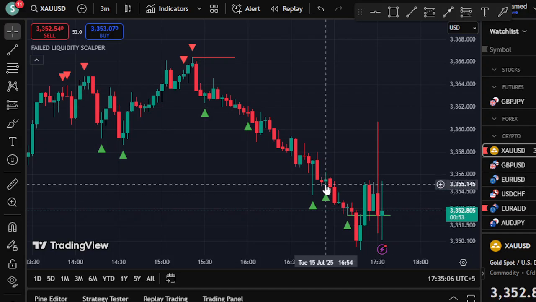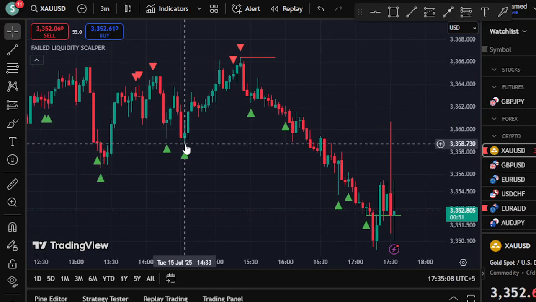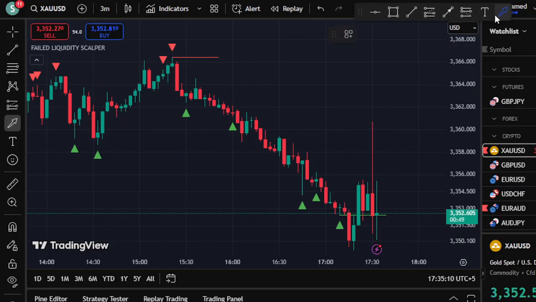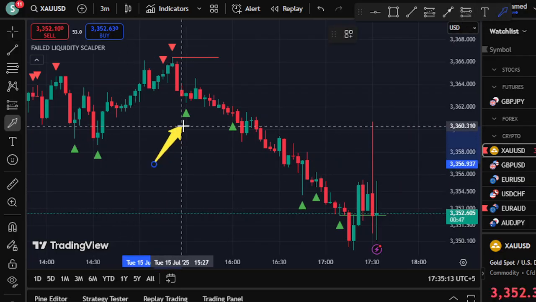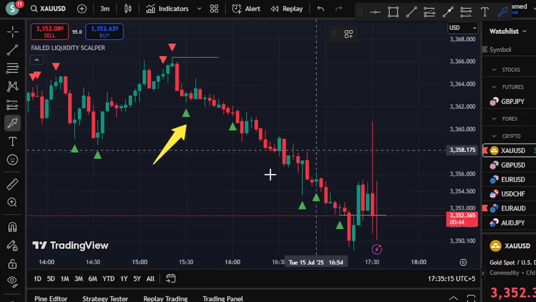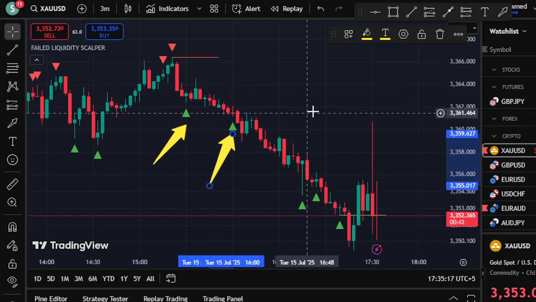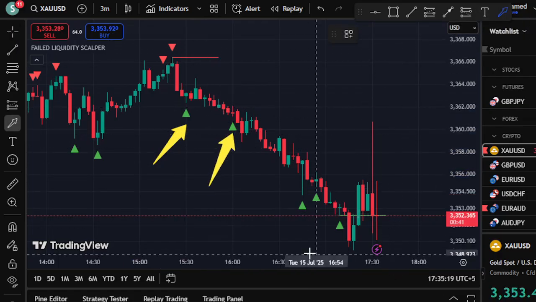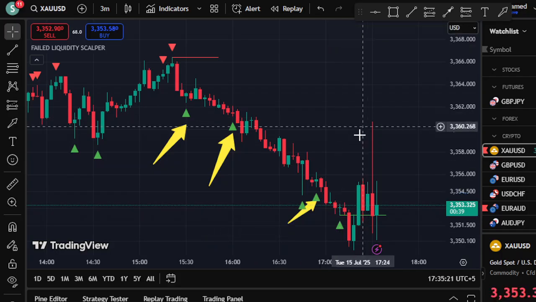I'm here with the review of the Failed Liquidity Scalper Indicator. Still, I think most of the subscribers are thinking that this is the buy signal. This is not a buy signal. Some of them think that this is also a buy signal, and some of the subscribers also think this is the buy signal. So, guys, just look at the name of the indicator.